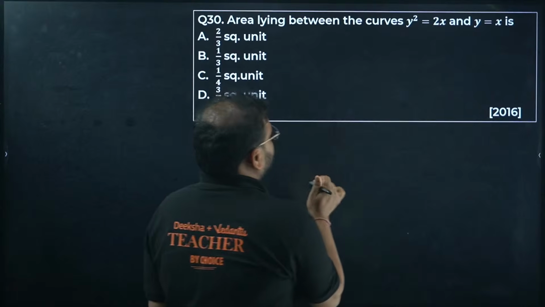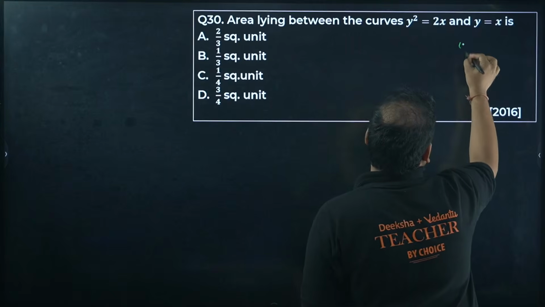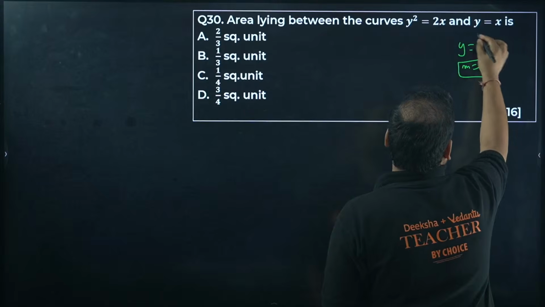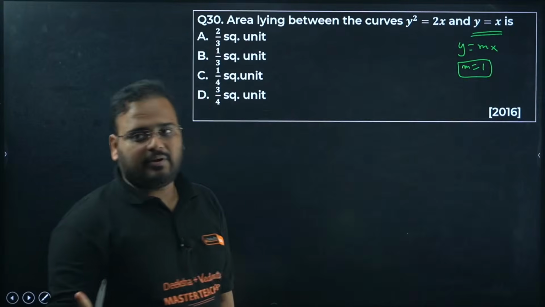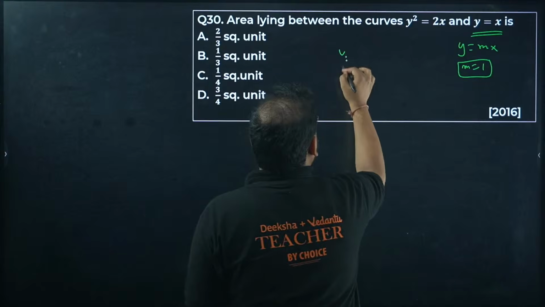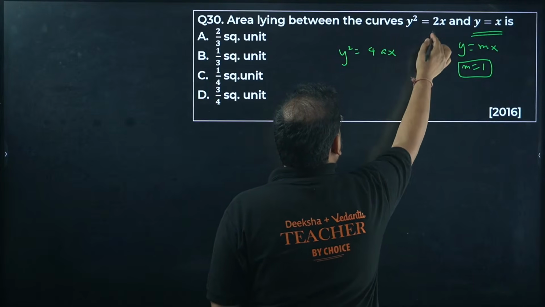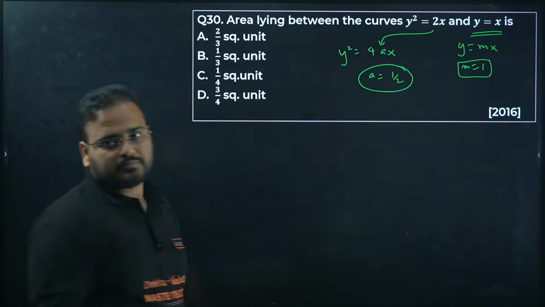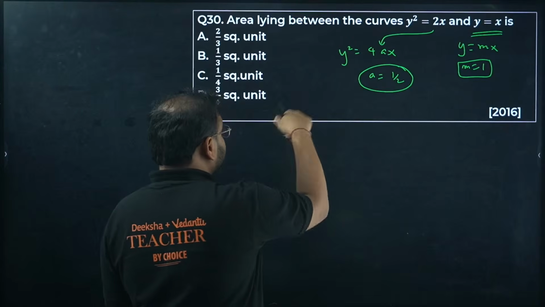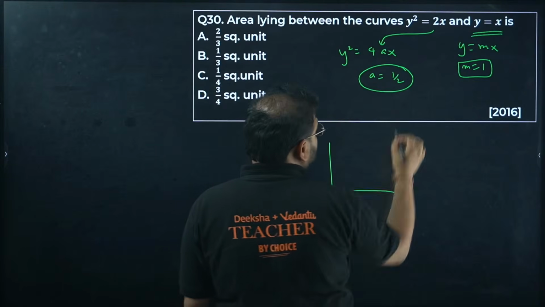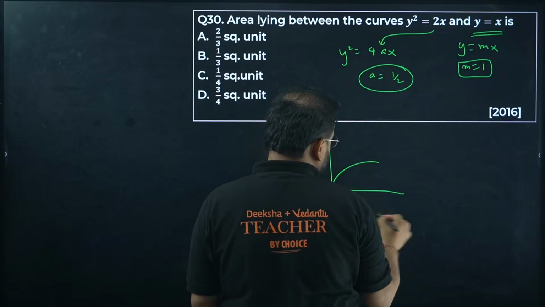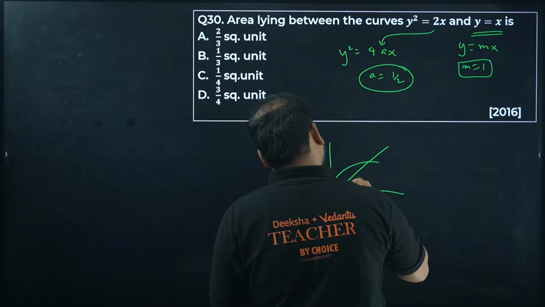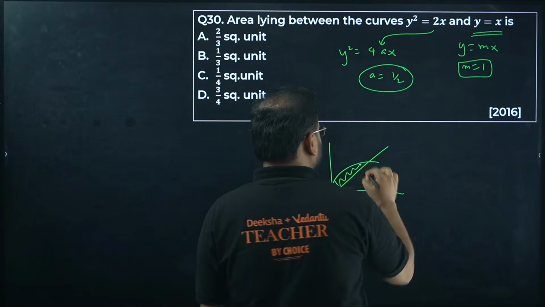Now, this question. Check here. If I take this to this form, your value of m is coming as 1. If you compare this to the y equal to mx form of line, you get m value as 1. And compare y square equals 4ax over here, your a value is coming as 1 by 2. Now, this is a case of a parabola symmetric about the x-axis, and this line y equal to x. This is my required region.